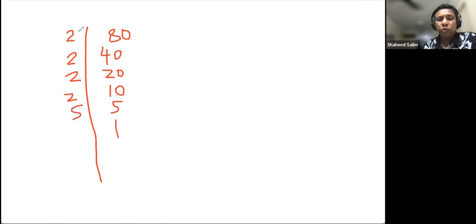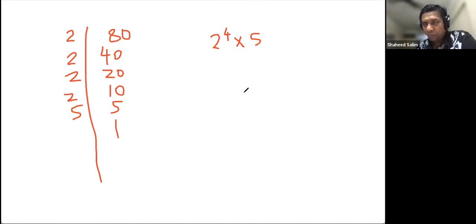Then, so 2 to the power of 4 times 5. That is your prime factorization, also known as index notation. But these numbers must all be prime numbers. Start with 2, then go to 3, then 5, then 7, 11. You know prime numbers, right?